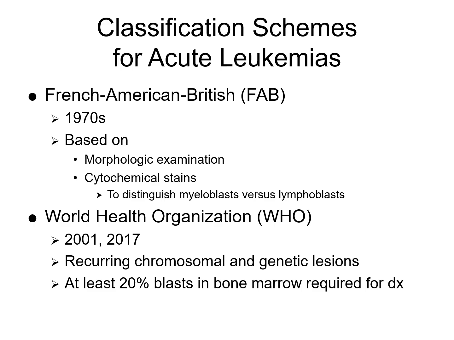Then we have the World Health Organization, or the WHO classification. This was introduced in 2001 and updated again in 2017. And this incorporates the recurring chromosomal and genetic lesions identified through molecular techniques. More precise classifications based on genetic abnormalities and clinical features. So diagnostic criteria include at least 20% blasts in the bone marrow required to diagnose acute leukemia. This provides a more comprehensive and prognostically relevant framework.